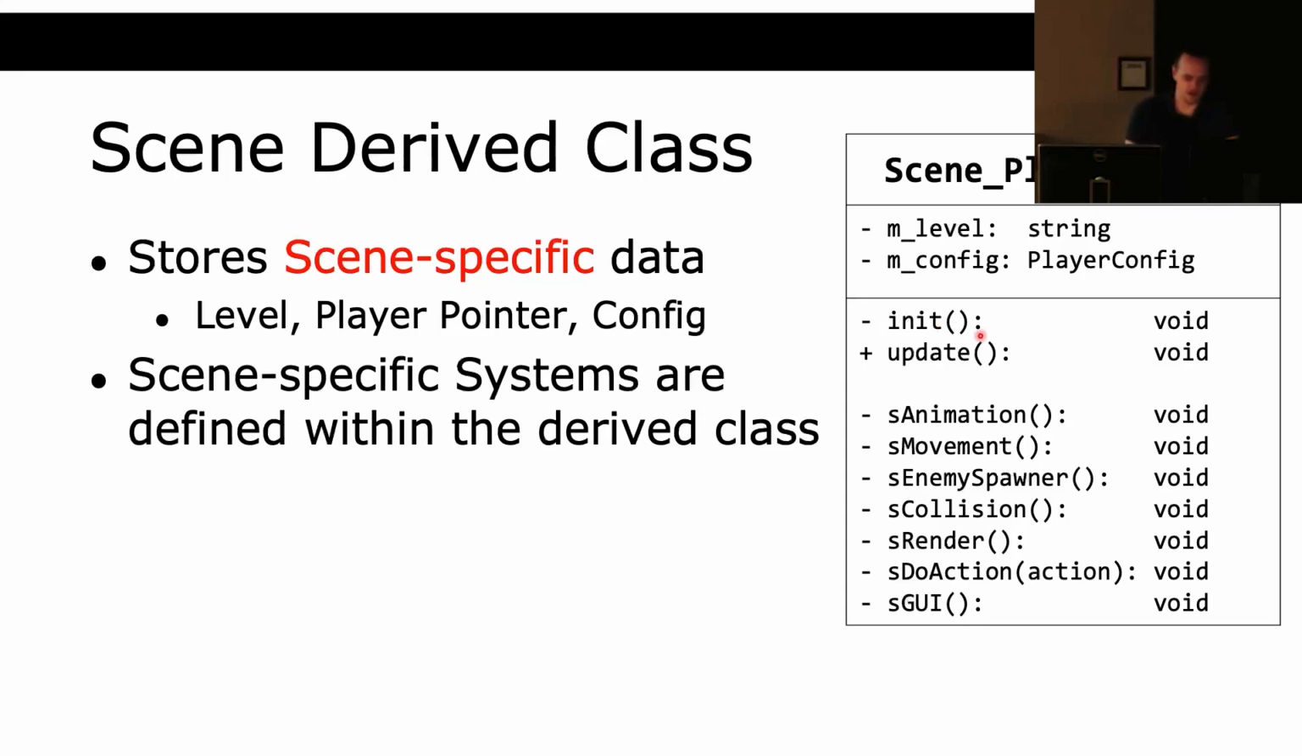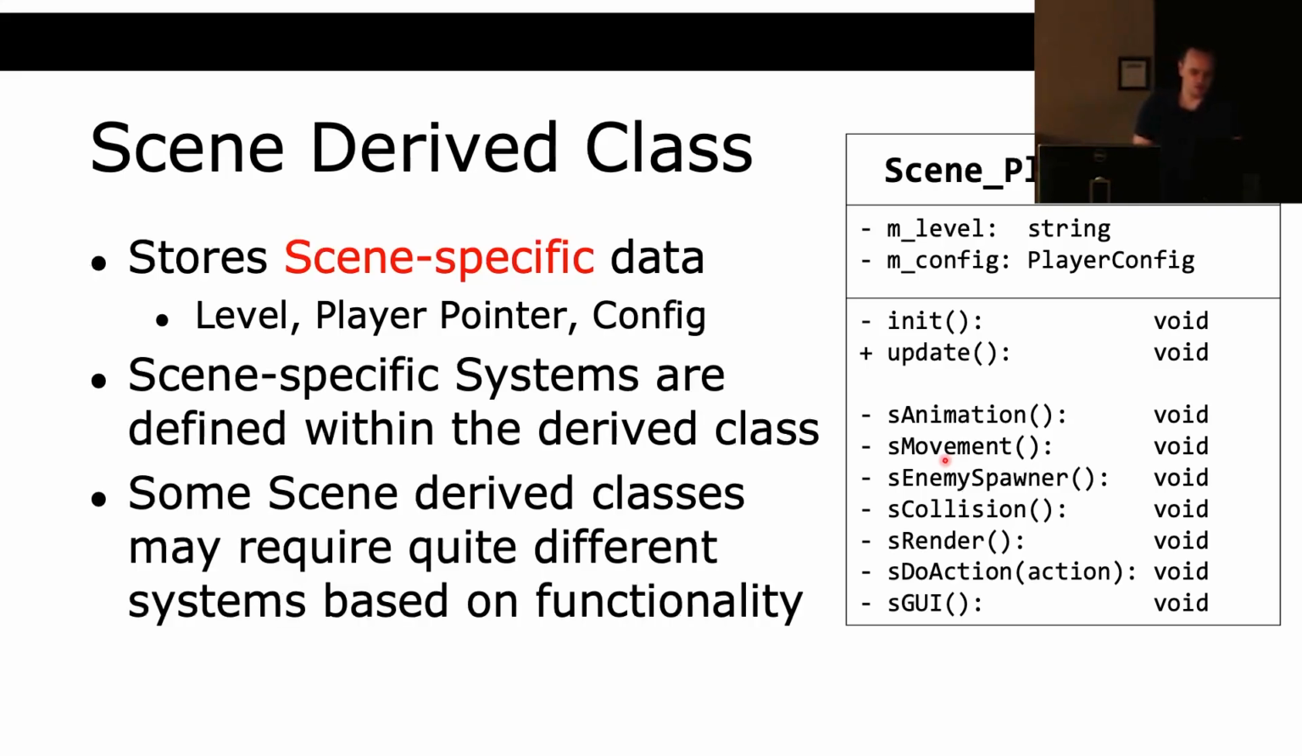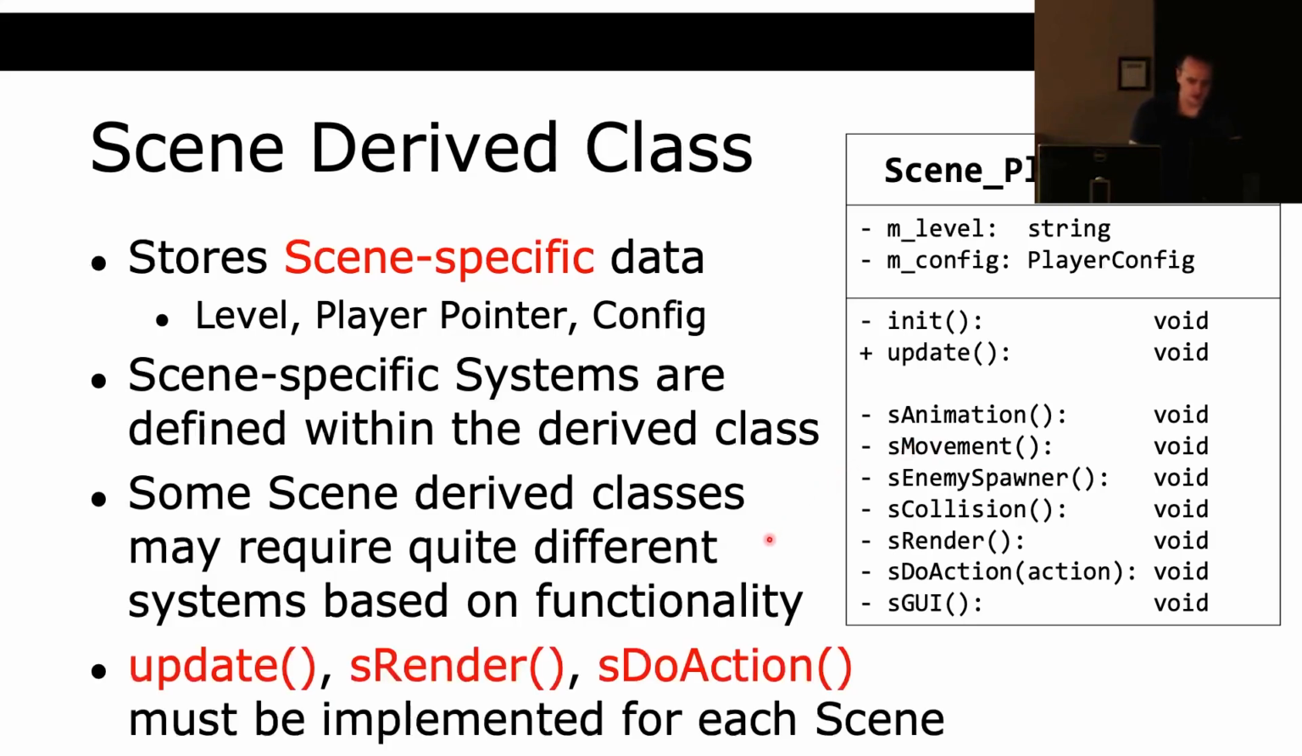So if we have some animation, movement, enemy spawning, all these systems are defined within the derived class because we may have one animation system for the menu scene, but a different animation system for the walking around on the world map scene. Some derived classes of scene may require different systems based on the functionality, which I just said. And update, render, and do action must be implemented for each scene.